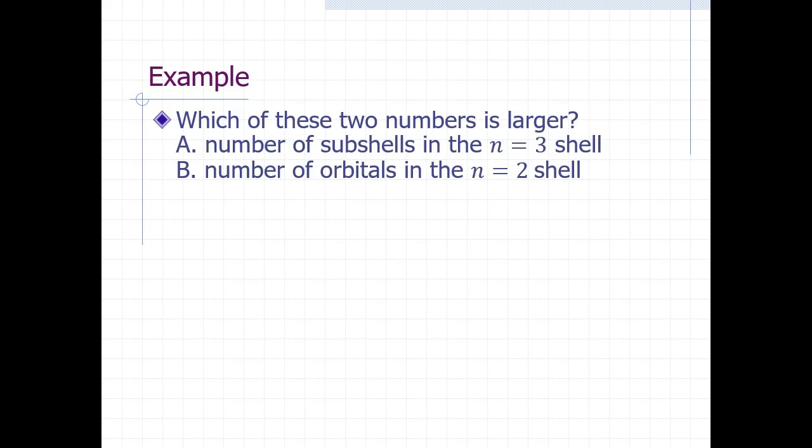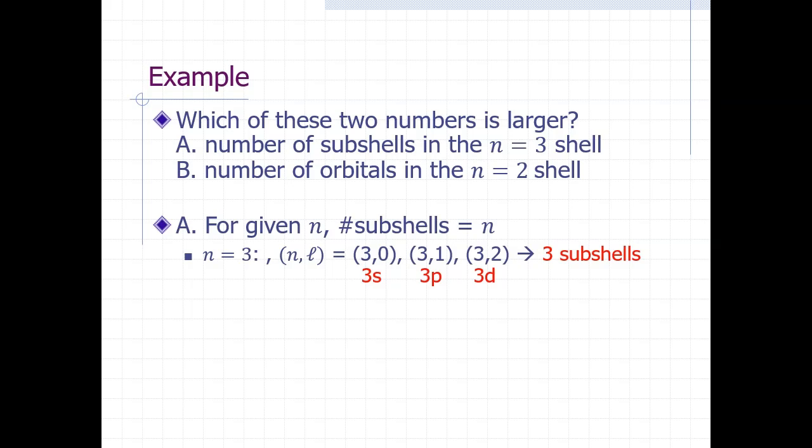Let's try another question. Which of these two numbers is larger? Choice A, the number of subshells in the third shell, or choice B, the number of orbitals in the second shell. Pause the video to figure it out, then resume when you're ready to check your answer. Let's look at choice A. In general, the number of subshells in a given shell is just equal to the quantum number n. This is because the allowed values of L go from 0 to n-1. That means there are n possible L values for a given n. So, for the third shell, where n is equal to 3, there are 3 subshells, corresponding to the 3 possible values of L. These subshells are the 3s, 3p, and 3d subshells.